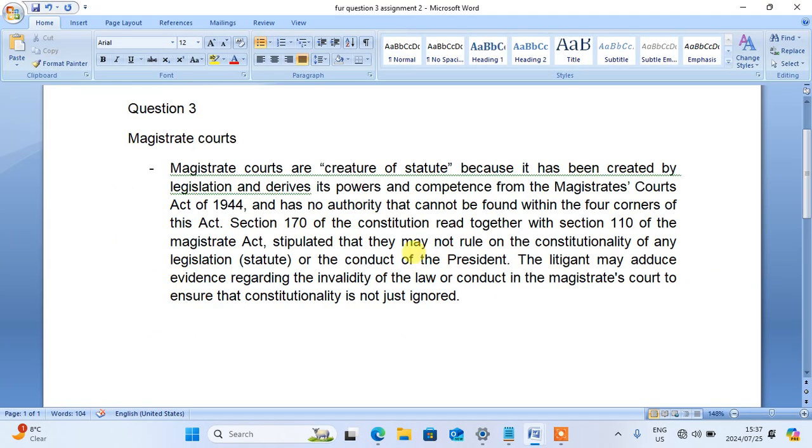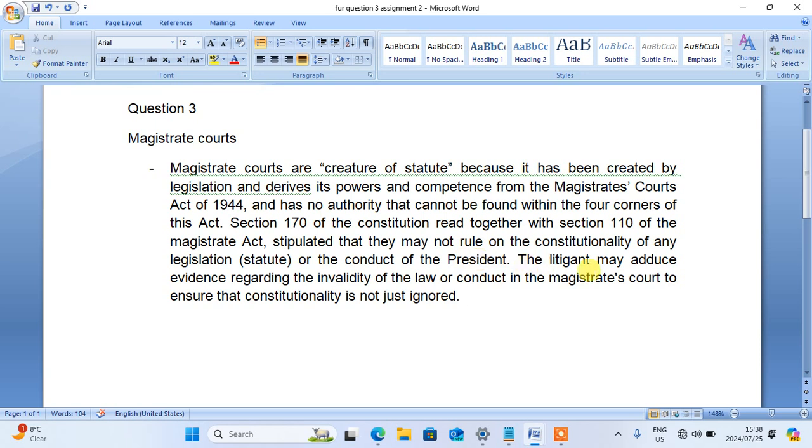This means that when we answer, we will write question 3, Magistrate Court. Magistrate courts are a creature of statute because it has been created by legislation and derives its power and competency from the Magistrate Courts Act of 1994, and there's no authority that can be found within the four corners of the Act. Section 170 of the Constitution, read together with Section 110 of the Magistrate Act, stipulated that they may not rule on the constitutionality of any legislation or the conduct of the President.